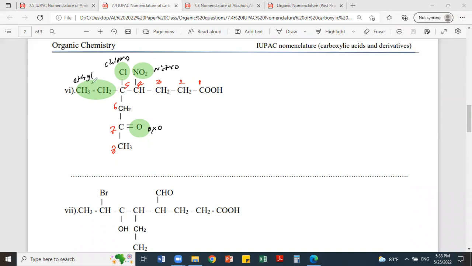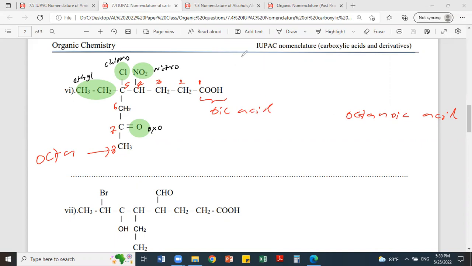Then we have to write all these four according to the alphabetical order at the beginning of the name. Can you post the answer on chat? Can you guess? The name ends in oic acid. Octanoic acid, because 8 carbon is octa, because COOH is oic acid. Then the name ends in octanoic acid. But before that, you have to write all the substituent groups or side groups at the beginning of the name.